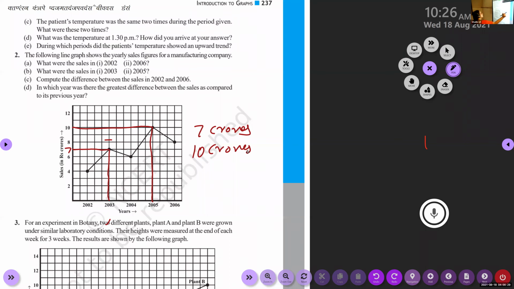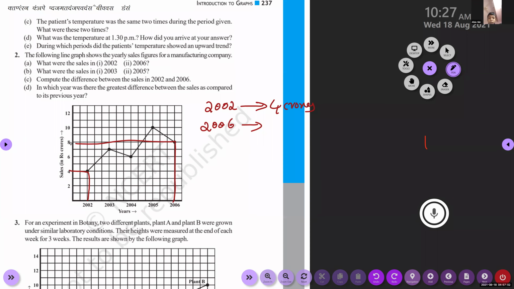What was question number C? Comparing the difference between the sales in 2002 and 2006. Okay, what is the sale in 2002? 4 crores. And 2006, what was the sale? Is it 6? How will we get it? Move your finger through the graph from 2006 until it reaches the point. From there, move your finger to the y-axis and find out where it meets. That way you can find the number.